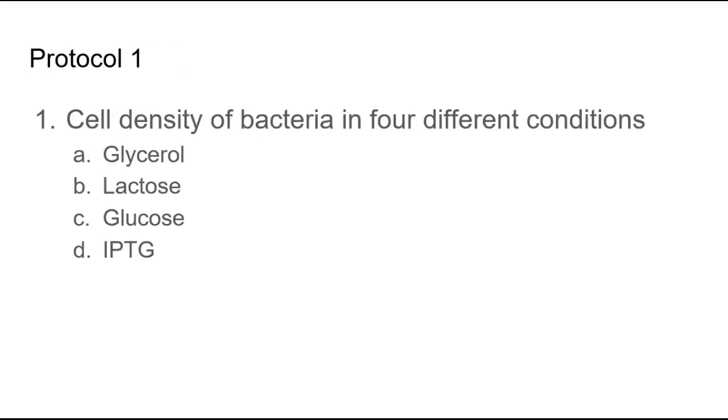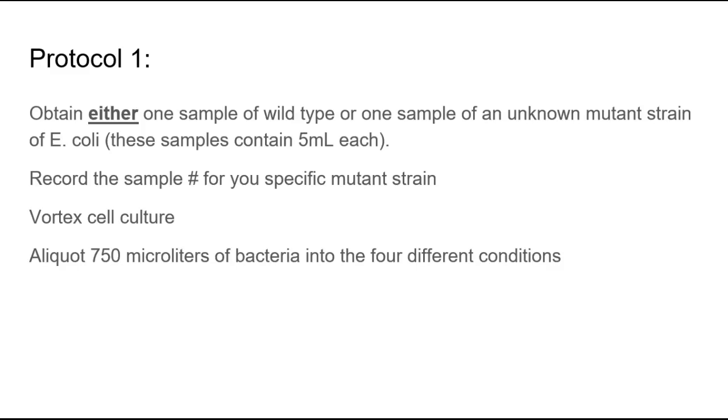In the lab that we did, we looked at cell growth of E. coli in 4 different conditions. We had a culture of cells and we put them in 4 different conditions. The first one was in glycerol, the second one was in lactose, the third one was in glucose, and the fourth one was in IPTG. The results that were received were not ideal. However, we will work with what we have.